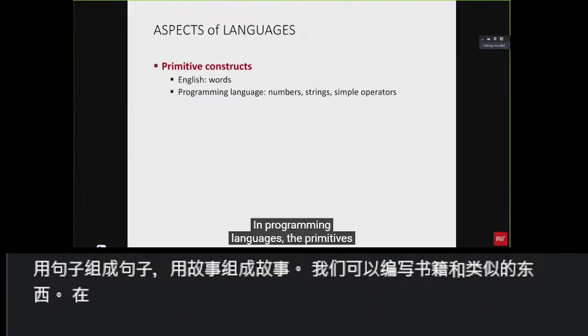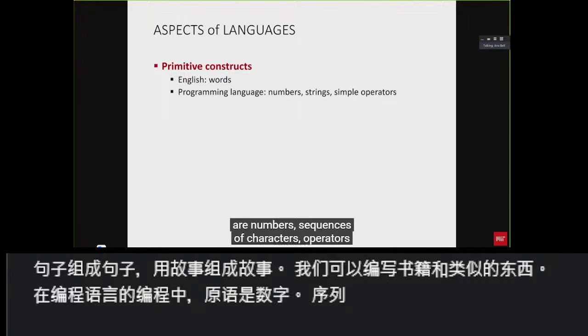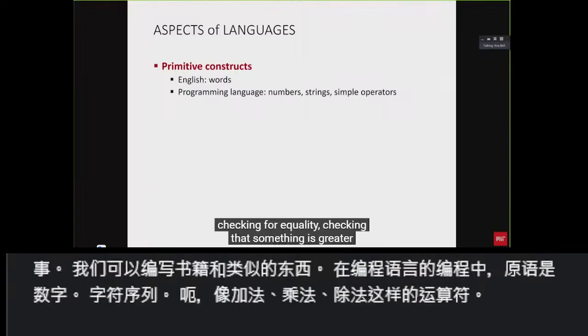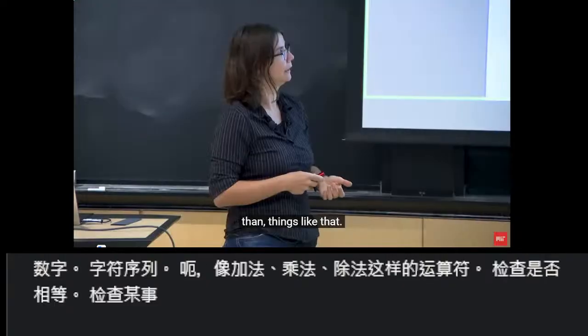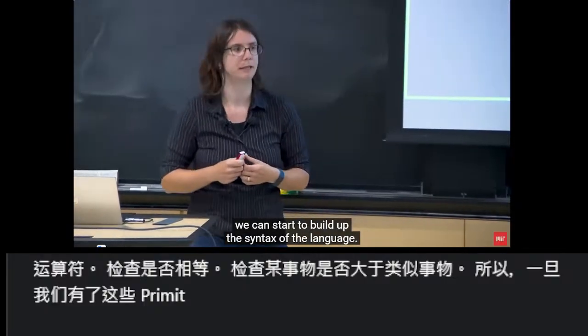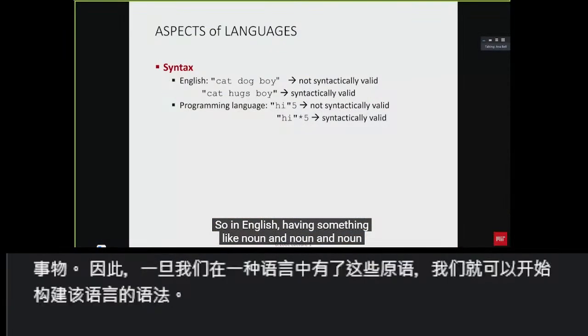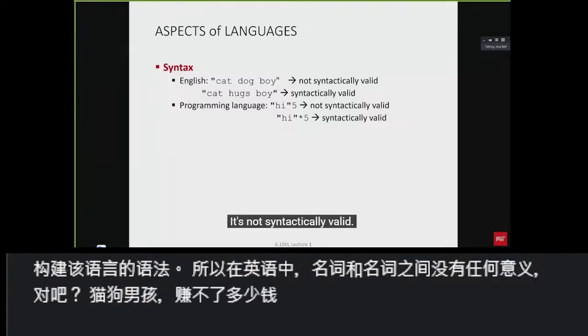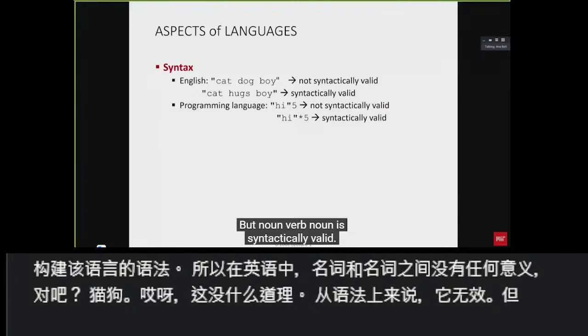In programming languages, the primitives are numbers, sequences of characters, operators like addition, multiplication, division, checking for equality, checking that something is greater than, things like that. So once we have these primitives in a language, we can start to build up the syntax of the language. In English, having something like noun and noun and noun doesn't make any sense, right? Cat, dog, boy doesn't make much sense. It's not syntactically valid. But noun, verb, noun is syntactically valid.